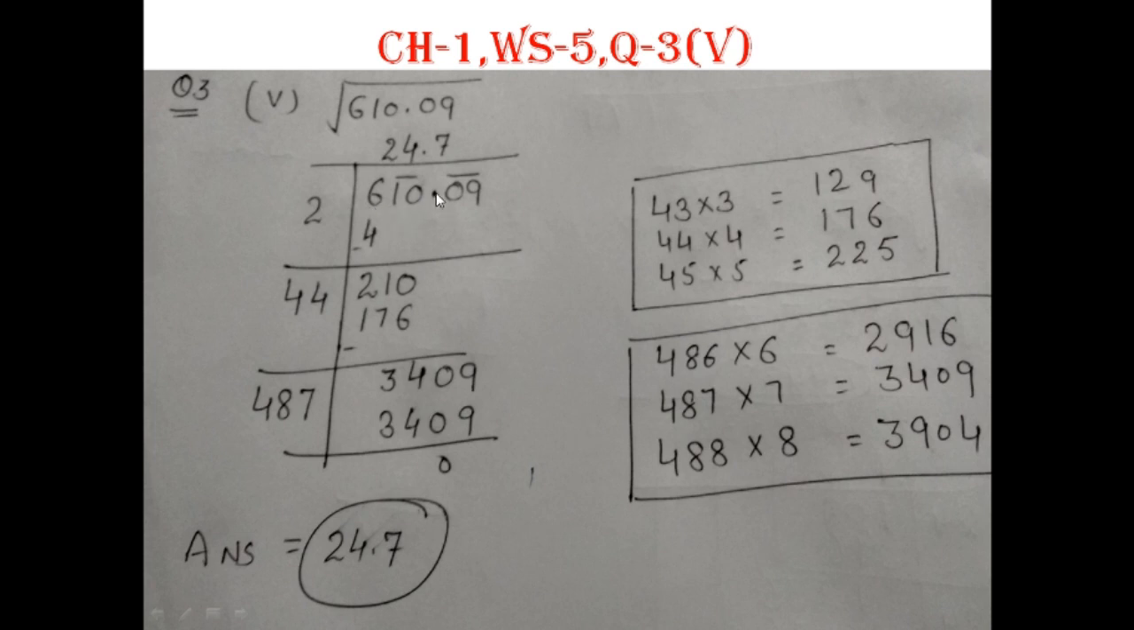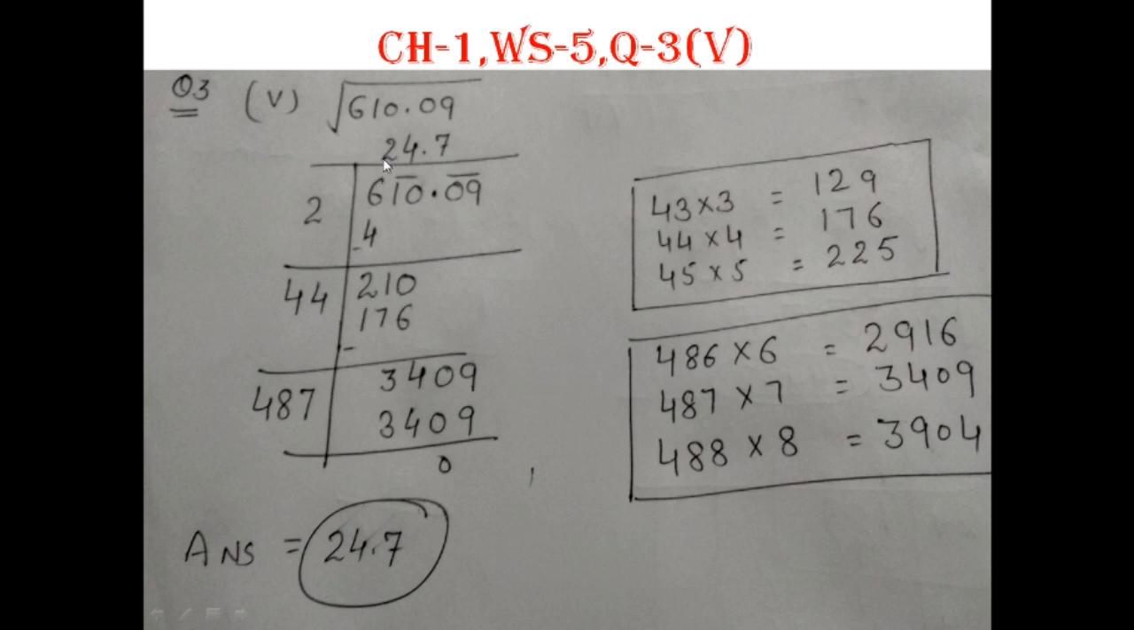And after the decimal you will make pairs from left to right. Now we have made pairs. Then let's start the sum. Here we have only 6. According to 6, we will choose 2. 2 twos are 4. Subtract 4 from 6, and we will get 2. Write this pair with 2. The number is now 210.